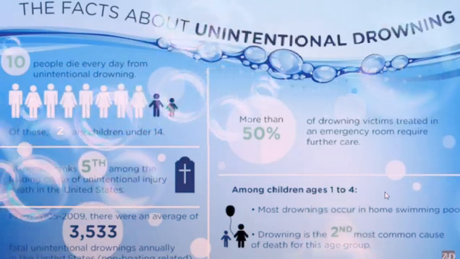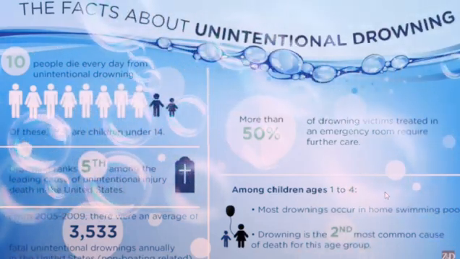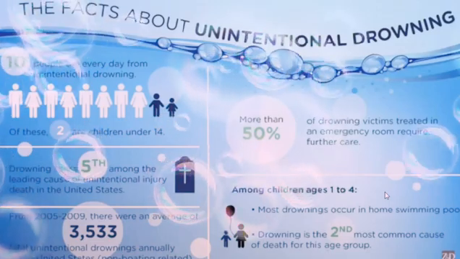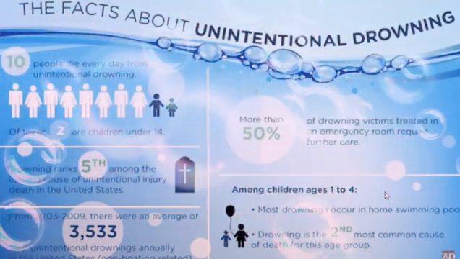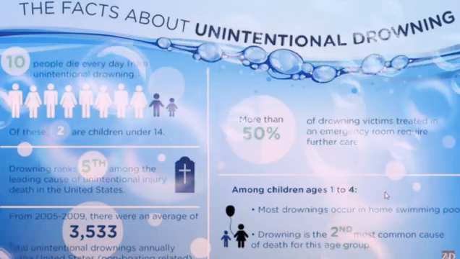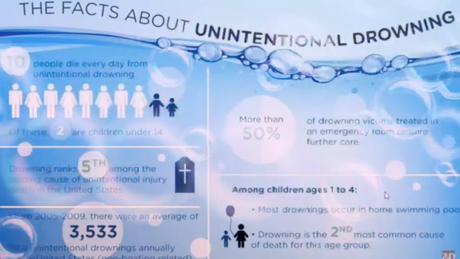More than 50% of the drowning victims treated in an emergency room require the further care. Among the children ages 1 to 4, the most drownings occur in home swimming pools. The drowning is the second most common cause of the death for this age group.